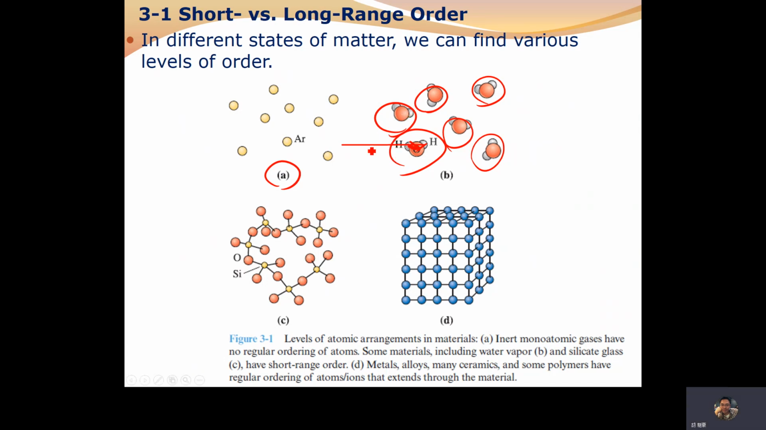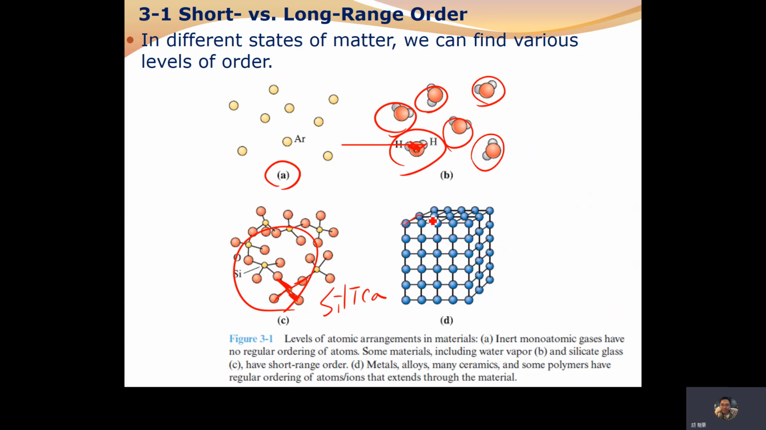And for figure C, it's silica. Basically, there is ordering between two nearest neighboring atoms, but for the whole structure, it's still a random arrangement. And figure D shows the long-range order structure.